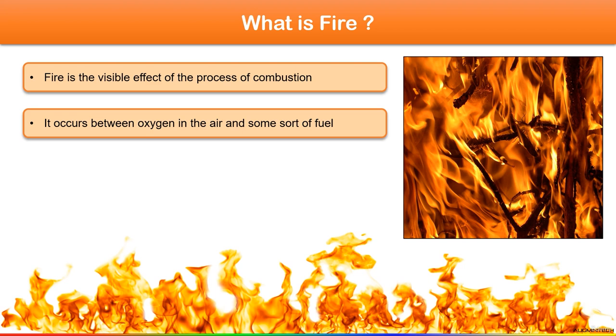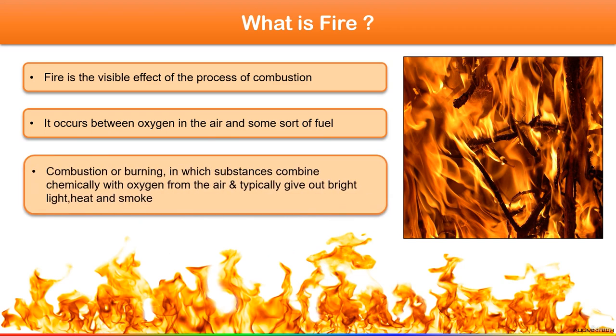As we know, for fire we need a constant source of fuel, oxygen and heat. If one of these is taken from a fire, it will go out. In simple language, you can say that combustion or burning, in which substances combine chemically with oxygen from the air and typically give out bright light, heat and smoke, is defined as fire.